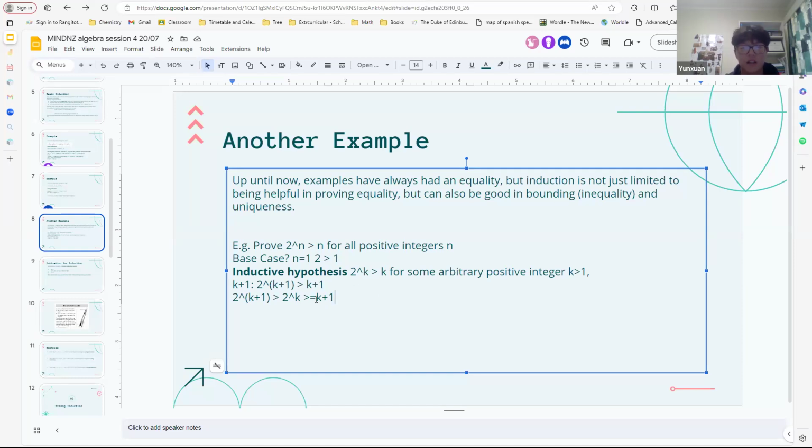Okay. And then because we know that 2 to the power of k is smaller than 2 to the power of k plus 1, we can make this inequality: 2 to the power of k plus 1 is larger than 2 to the power of k, which is larger than or equal to k plus 1. So it works for k plus 1 if it works for k, and by our base case, it works for all positive integers n.